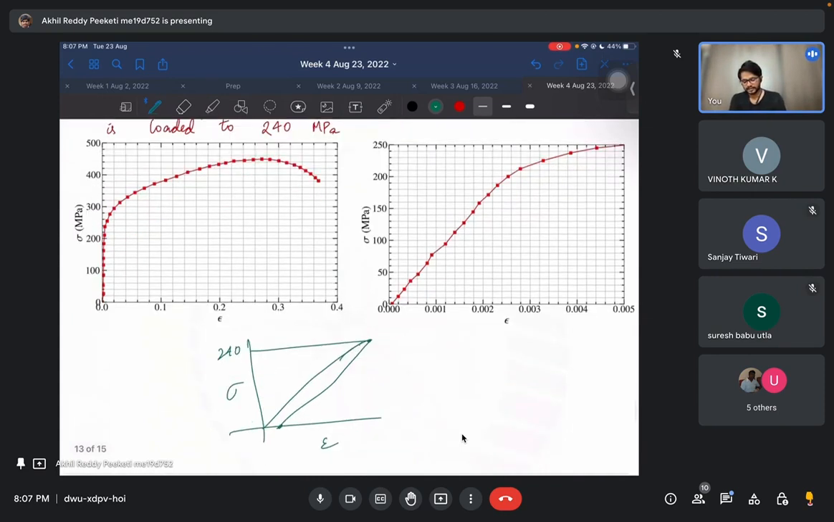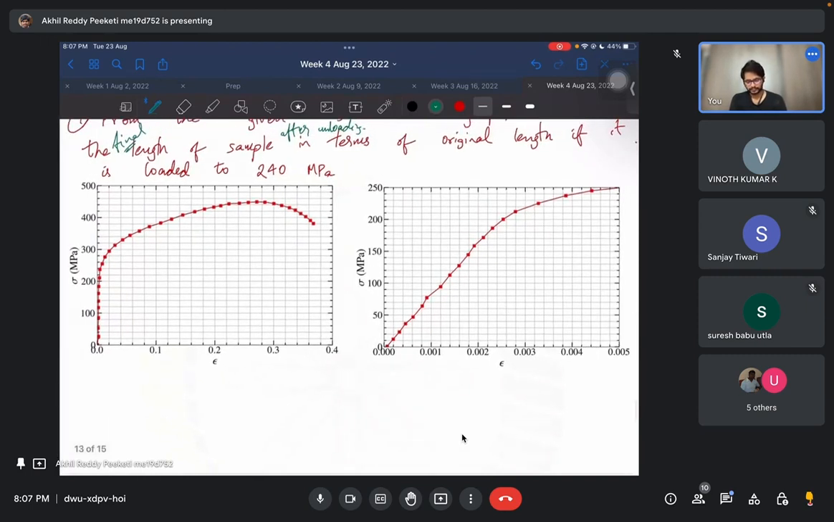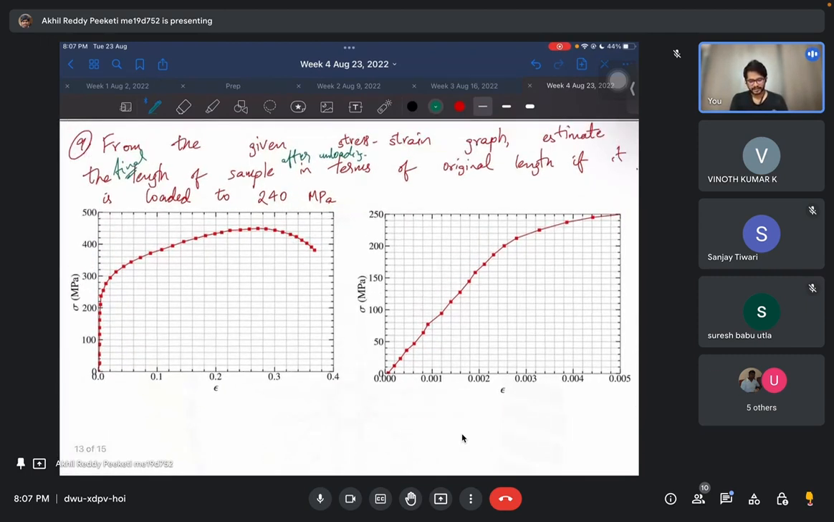Can anyone tell me how to solve this? You know the stress strain graph, and you know that the sample is loaded to 240 MPa and then unloaded. Compared to the original length before starting the tensile test, what should the length be after unloading? Up to 200 MPa you can see that it is straight, but after that it's plastic deformation. So 240 MPa is this point, and it is not elastic deformation, it's plastic.